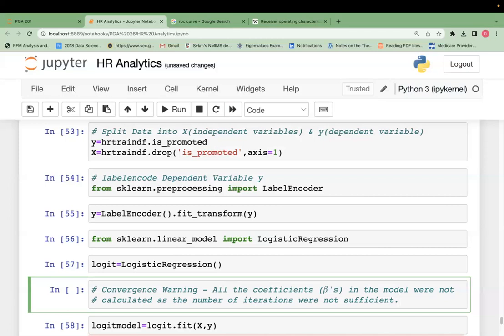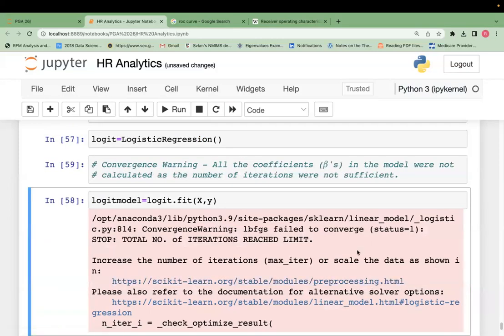What it means is that all the coefficients, the betas, were not able to be calculated. Some variables' betas were not calculated. Why were they not calculated? Because the number of iterations required for the calculation was not enough. The error in Python also suggests two things: increase the number of iterations or scale the data.